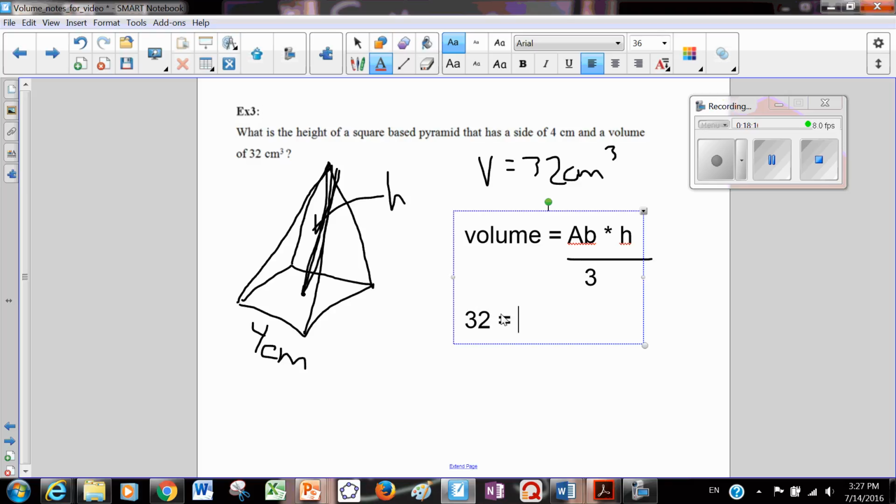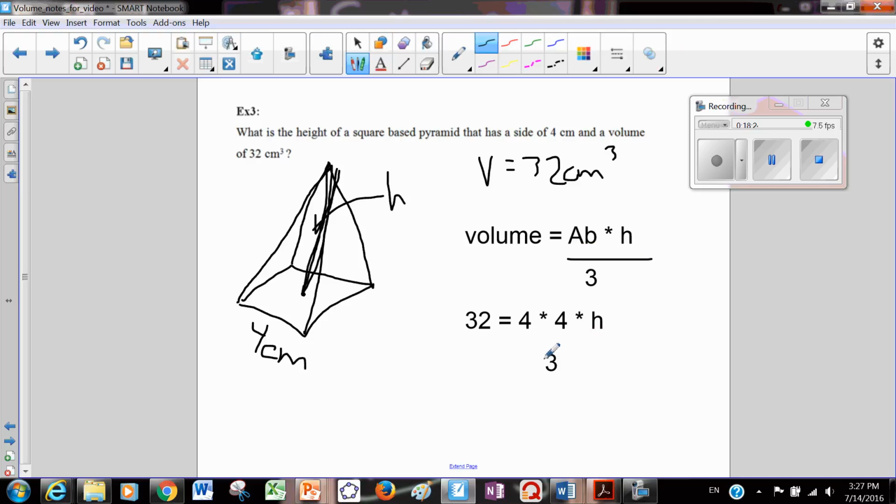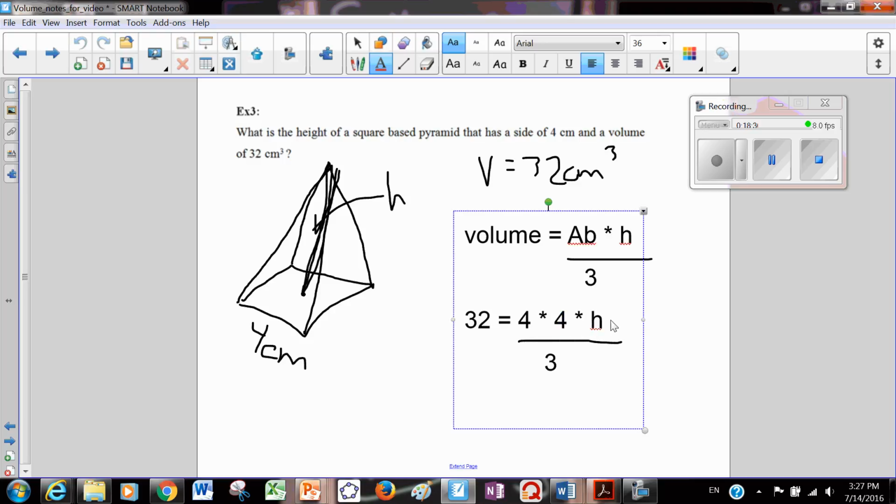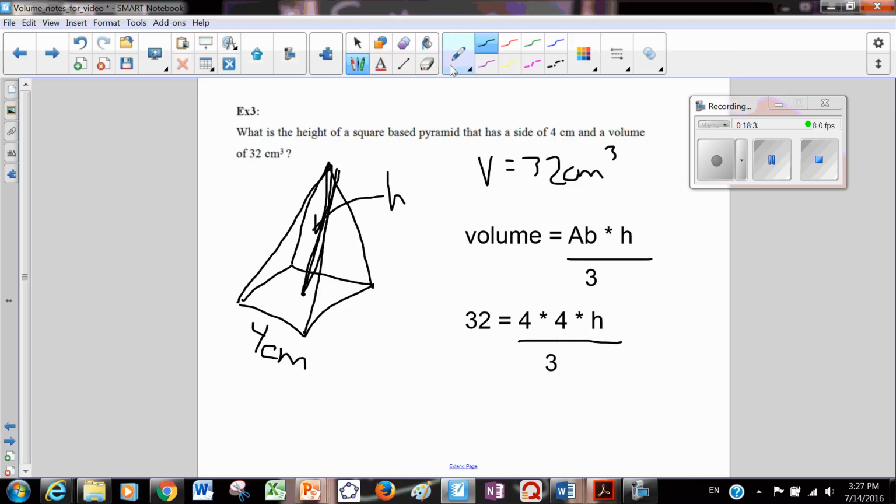The base here is a square, so the area of a square is 4 times 4. Times the height, we don't know. And all of that has to be divided by 3. So, what do we do to get our h here? We want to find our h here.